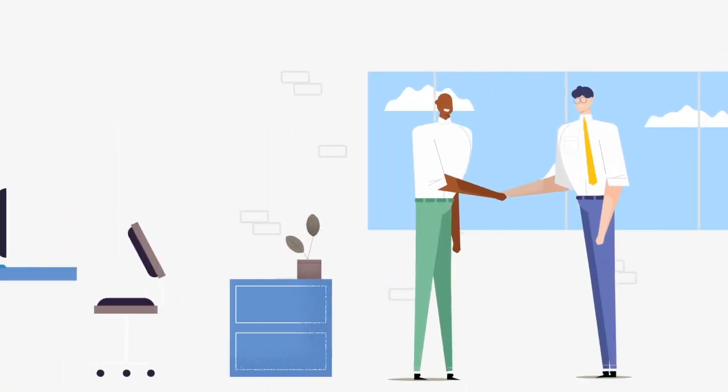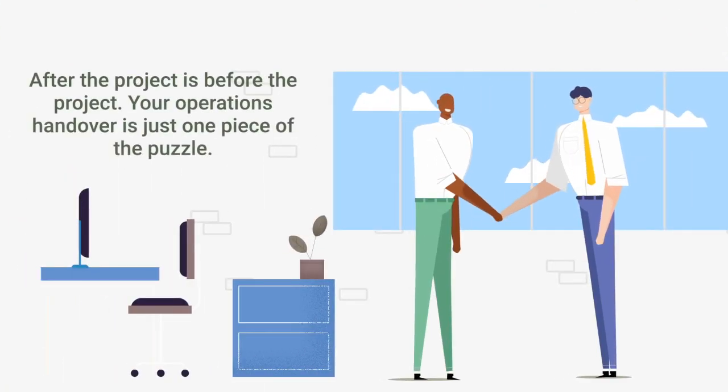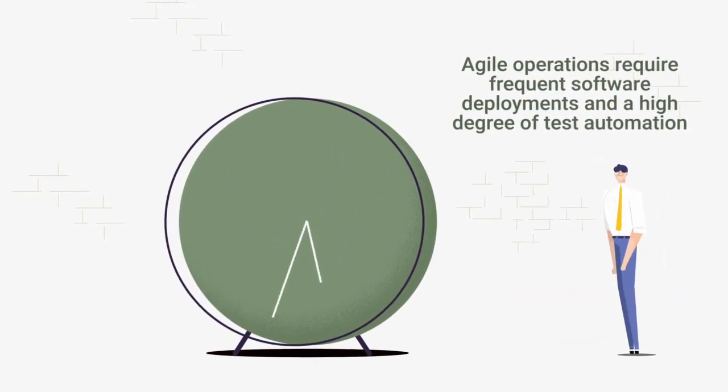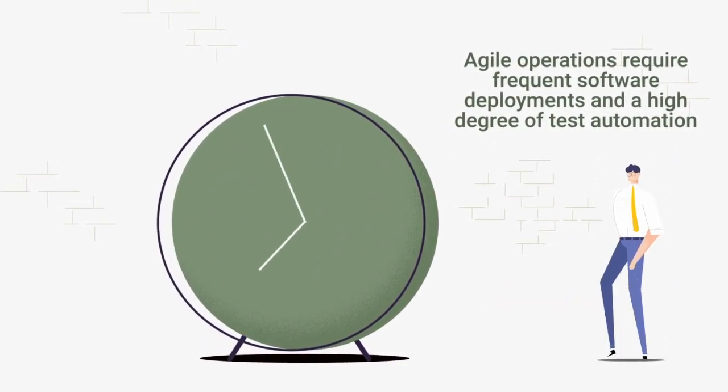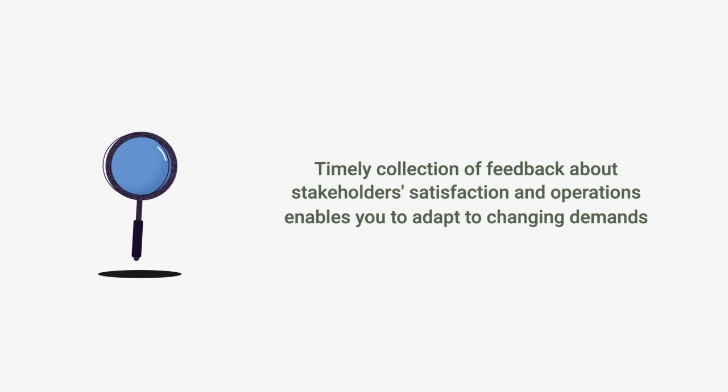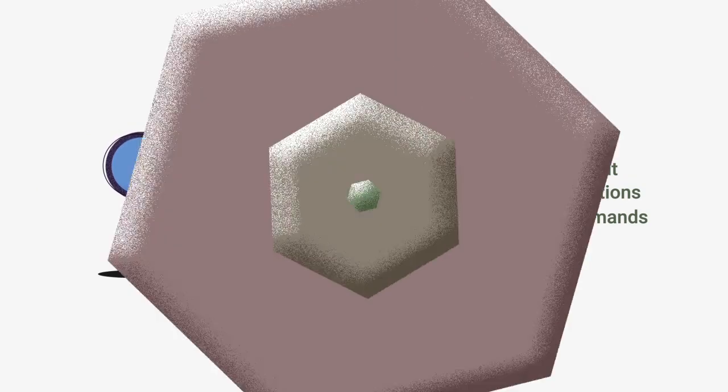You have now created the first version of a product that needs to constantly evolve to meet the changing demands of your stakeholders. Don't forget that in the first step, an operations handover is needed. For truly agile operations, make sure that software deployments can be made frequently, for instance every 2 weeks, and that testing is as automated as possible. Timely collection of feedback about your stakeholder satisfaction and your operations enables you to swiftly adapt to changing demands. Set up tools for obtaining feedback and consider it in your product backlog.